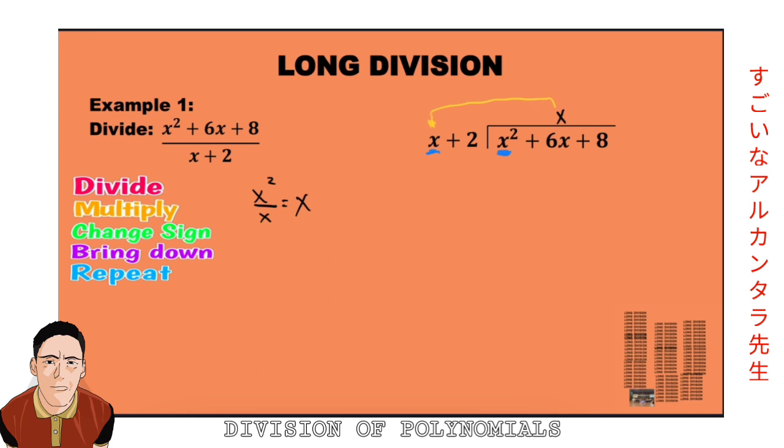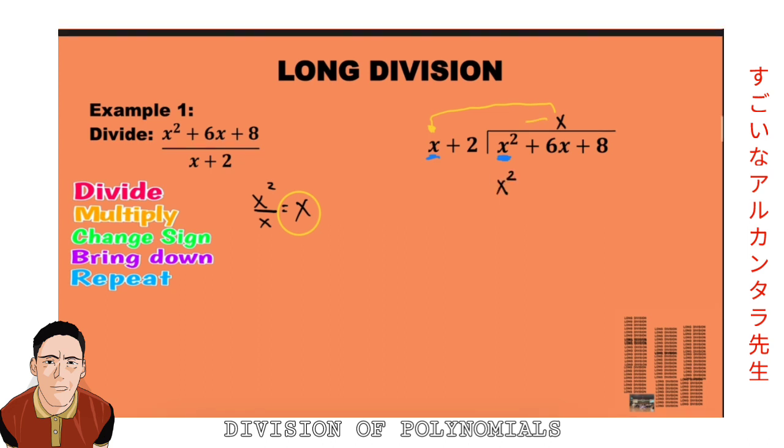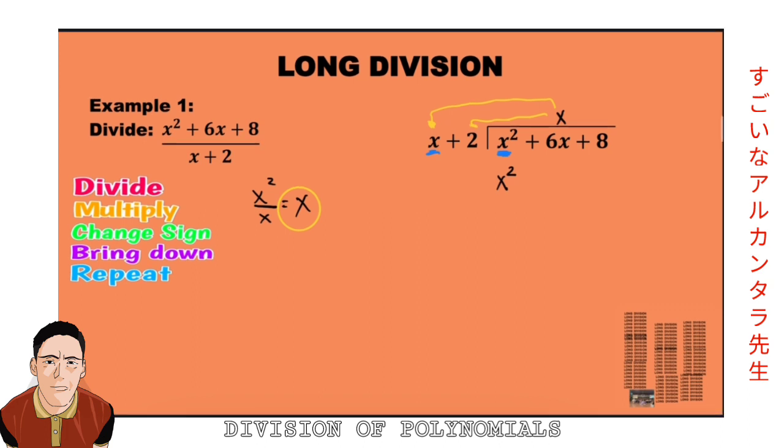Divide first, so x squared divided by x, you got x, right? Then we multiply. That's the second step. X times x, that will give you x squared. Then x times 2, right here, this will give you what? Positive 2x.